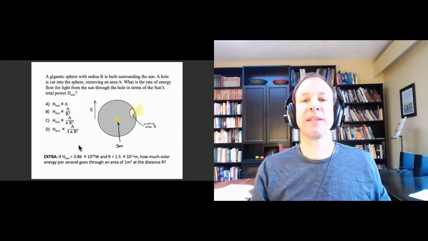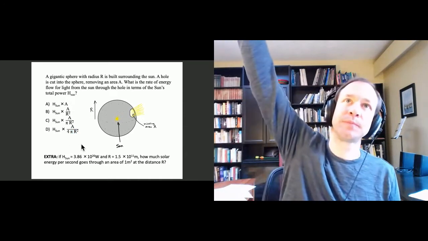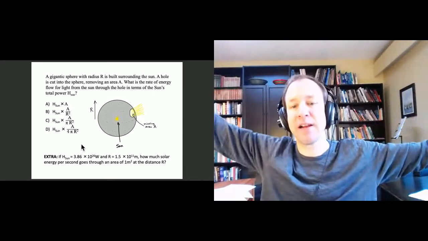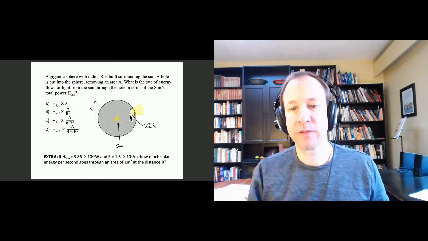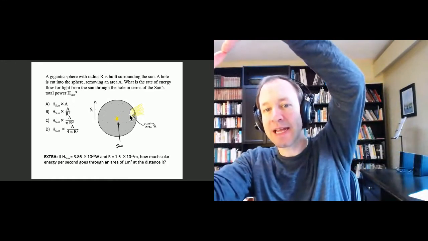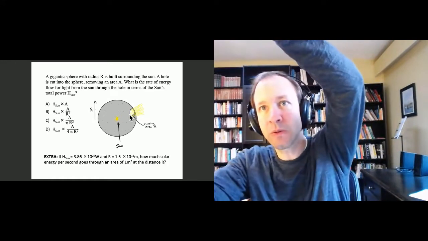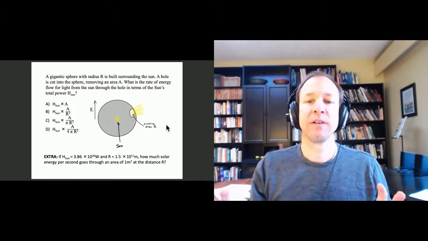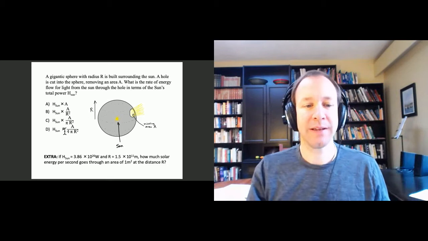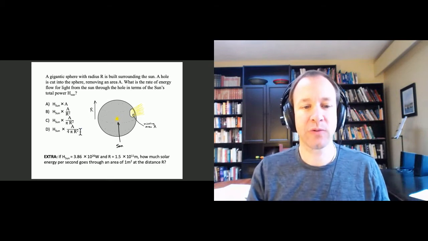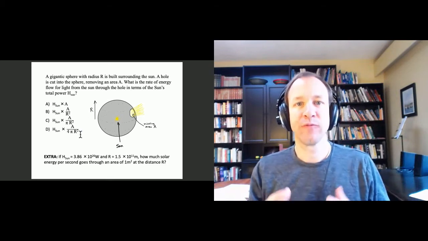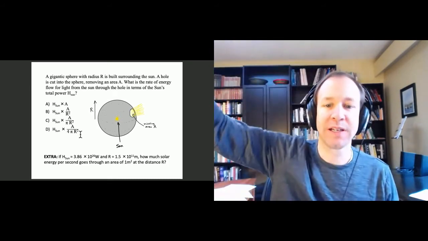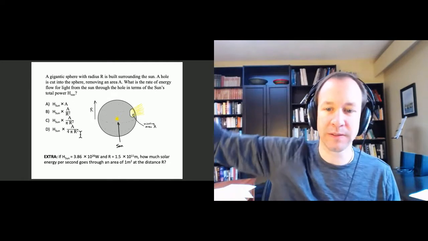And so if we thought about how much energy is not going through the entire area, but going through just this particular area A, just the area of this hole, then we could say that a fraction, A divided by 4 pi r squared, is the fraction that determines how much of the total energy of the sun will come out.